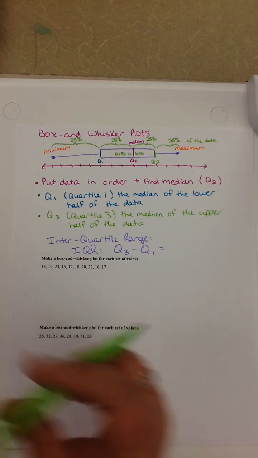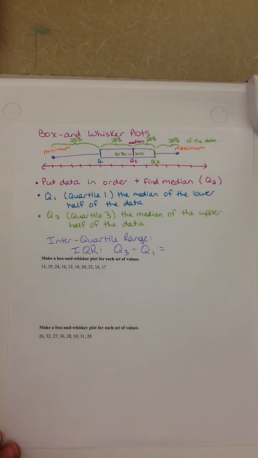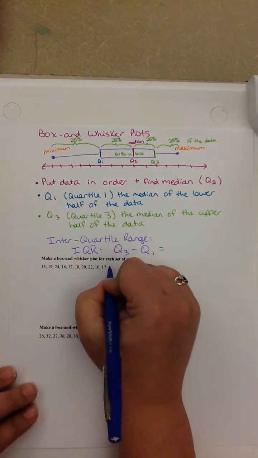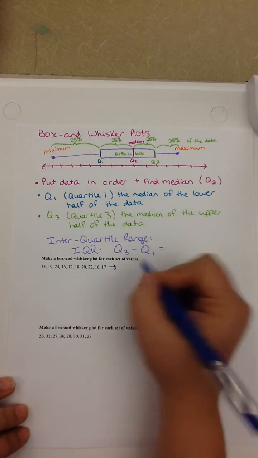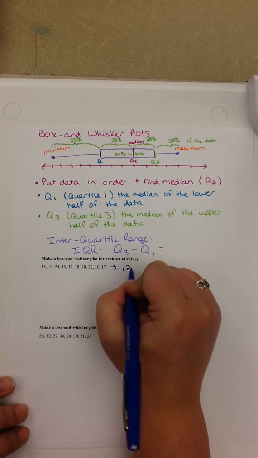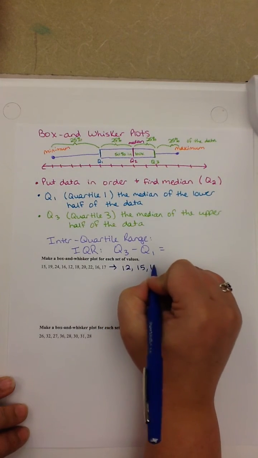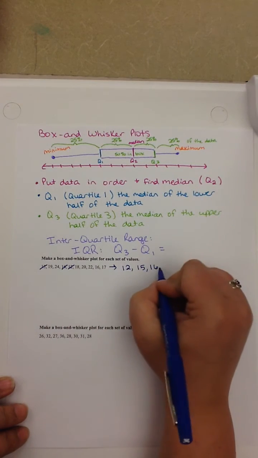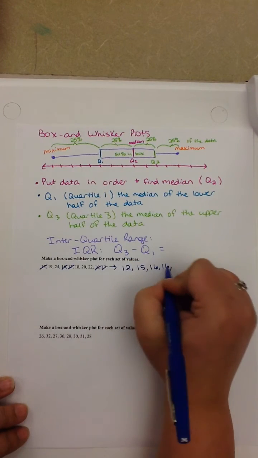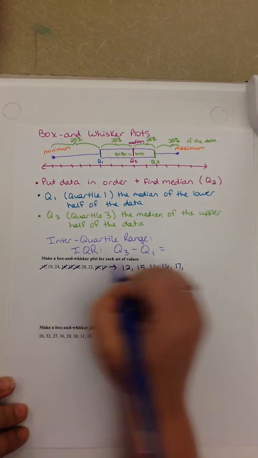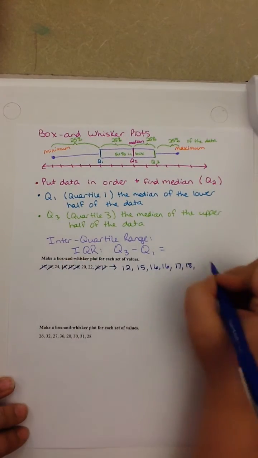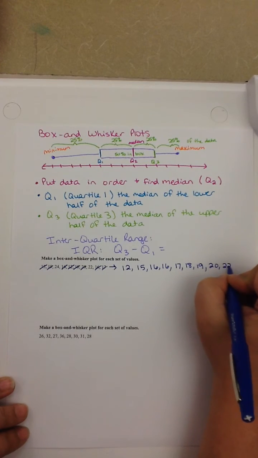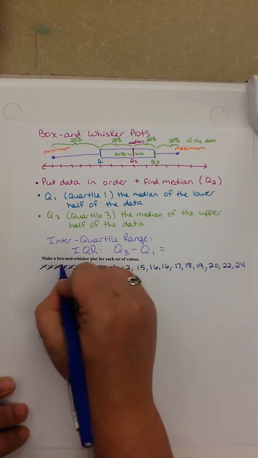Okay, so on this one, make a box and whisker plot. So I am going to start out by writing these numbers in order, because that's what it says to do first. Put the data in order. So it looks like my smallest number, I've got 12, 15, 16. I'm going to cross these off as I use them so I don't double up. Got another 16, 17, 18, 19, 20, 22, and 24.